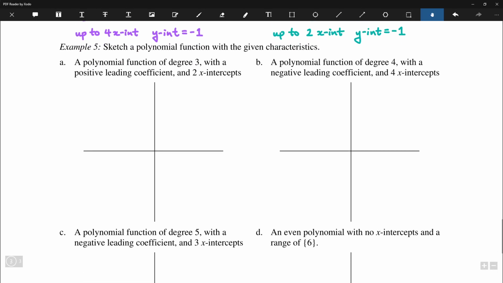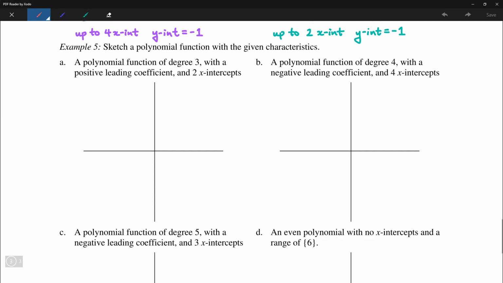Okay, finally, the last part says sketch a polynomial function with the given characteristics. So again, it has to be smooth and continuous curves that we're graphing. So let's see here. Polynomial function of degree 3. Positive leading coefficient. So that means it's going to come from quadrant 3 and end in quadrant 1, and 2 x-intercepts. All right.